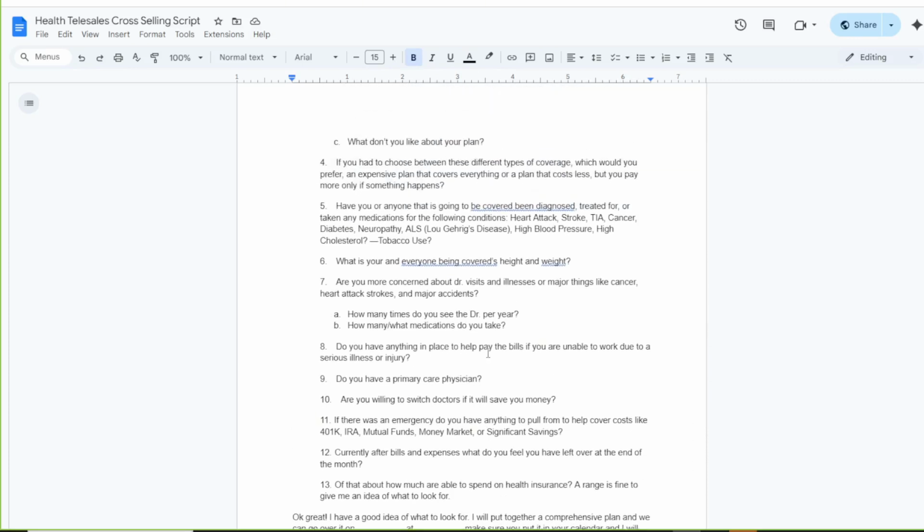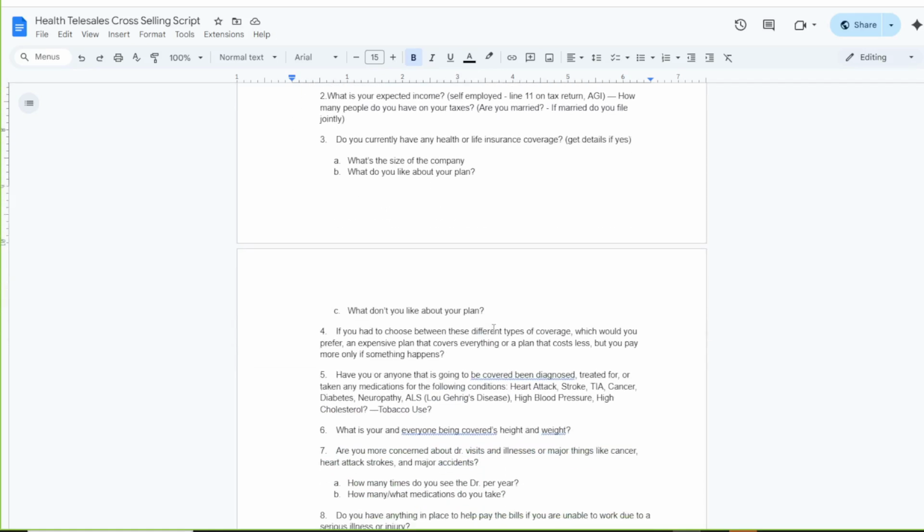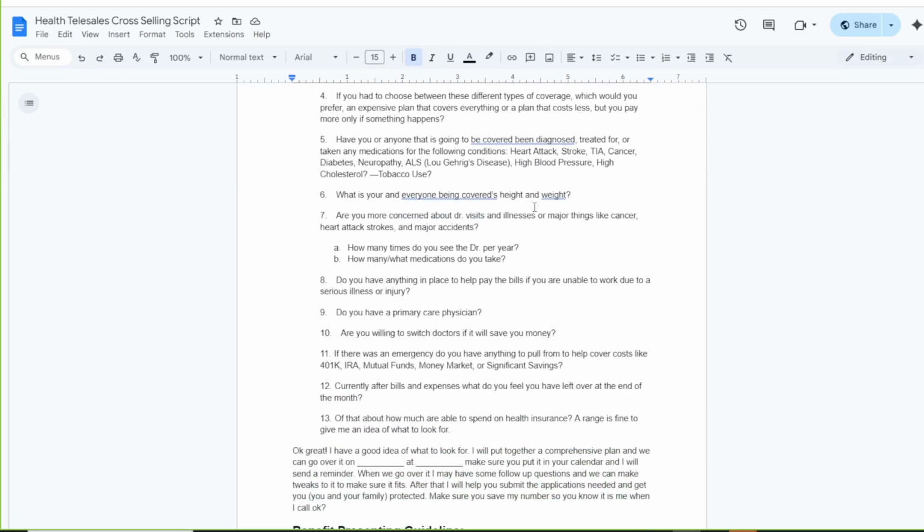So now there's going to be a few other questions here that are going to really help you out as far as figuring out what's going to be a good fit for that client. Now, one of the big ones is, if you had to choose between these different types of coverage, which would you prefer, an expensive plan that covers everything or a plan that costs less but you pay more only if something happens? If they're saying they want to make sure that everything's covered, you know that you need to get a more comprehensive type plan. And then you want to collect basic things like height and weight. You want to figure out if they want to keep their doctors and things like that.